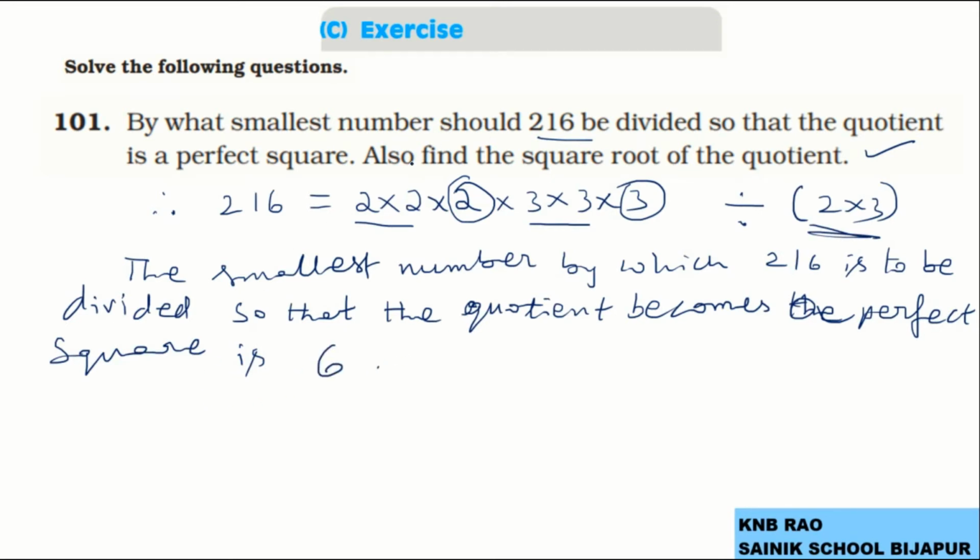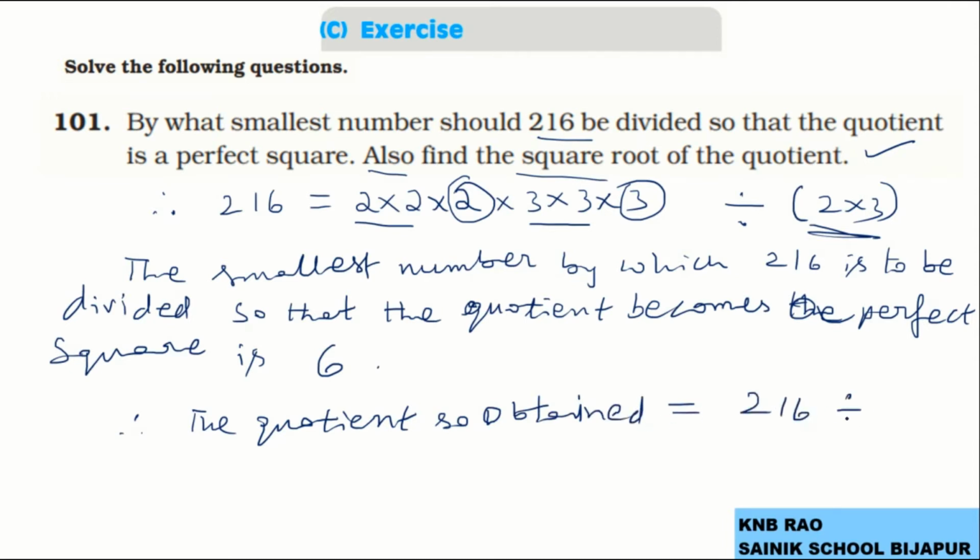Now also find the square root of that quotient. Therefore the quotient so obtained is 216 divided by 6, which is 36, and therefore the square root of that quotient is 6. Correct? The square root of 36 is 6. So that's how we solve question number 101.